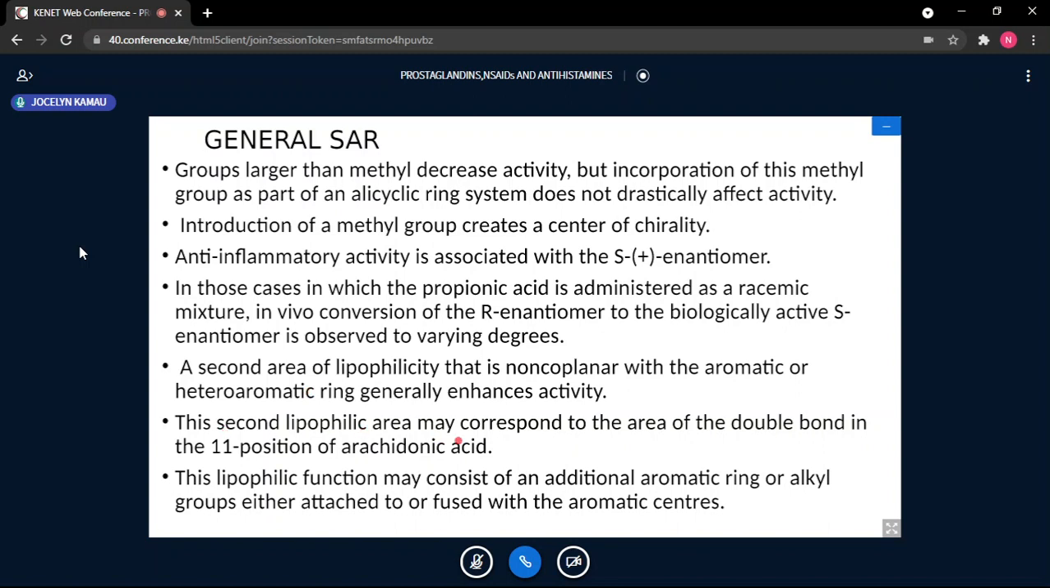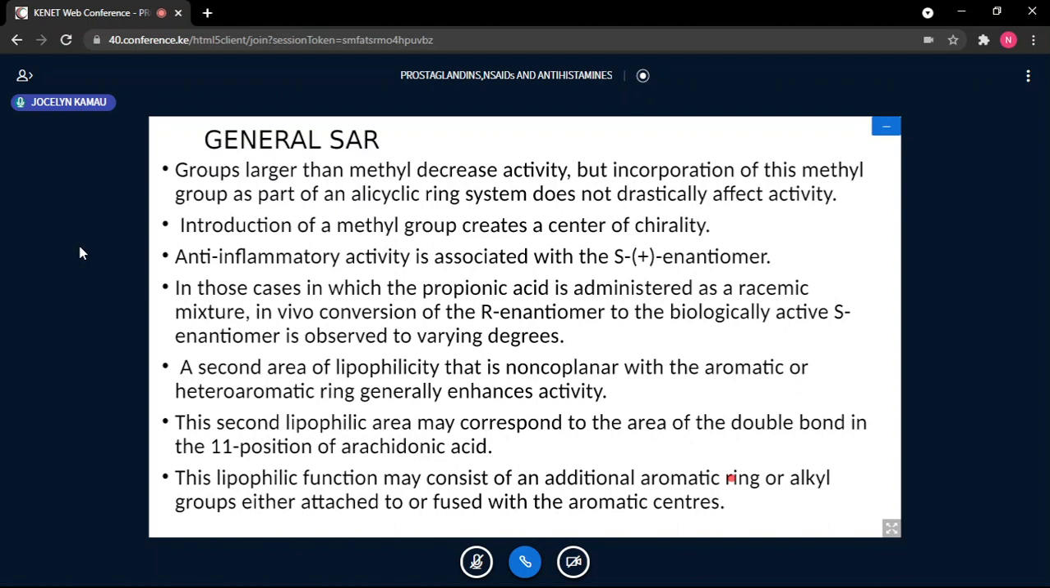This second lipophilic area may correspond to the area of the double bond at position number 11. Again, that we have said enough times. This lipophilic function may consist of an aromatic ring, and we have examples: diflunisal, a second aromatic ring; ketoprofen, a second aromatic ring.